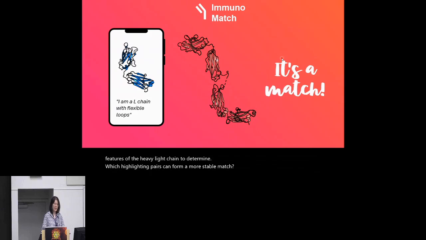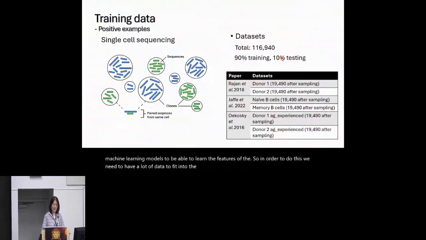So this idea sounds interesting, but how do we achieve this? We want to use some machine learning models to be able to learn the features of the paired heavy and light chains. In order to do this, we need a lot of data to fit into the model. So our training data is acquired from the single cell sequencing technique. Basically, in this technique, for each cell, you attach a barcode in front of the heavy and light chain so that we know that this heavy chain pairs with this light chain.